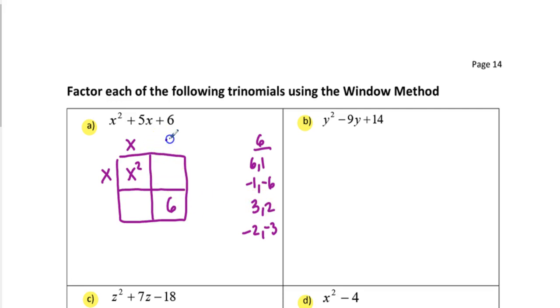I'll put those up top. So I've got a 2x and a 3x. All right, now I need to check it. Do those add up to be 5x? Yes, they do. So then my factors are x plus 3 and x plus 2.